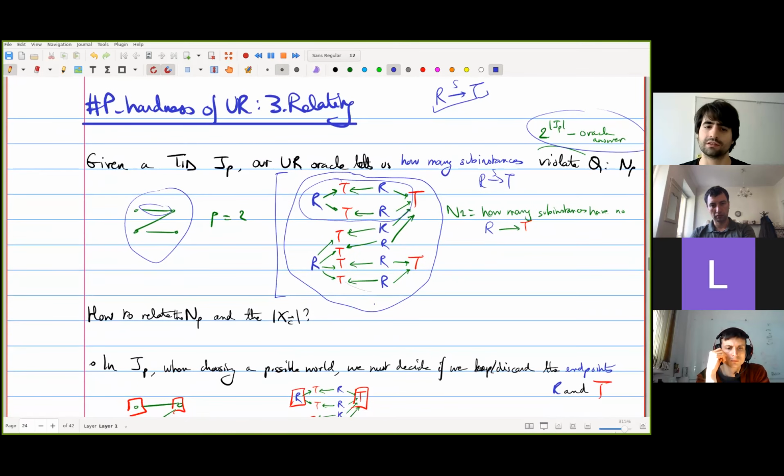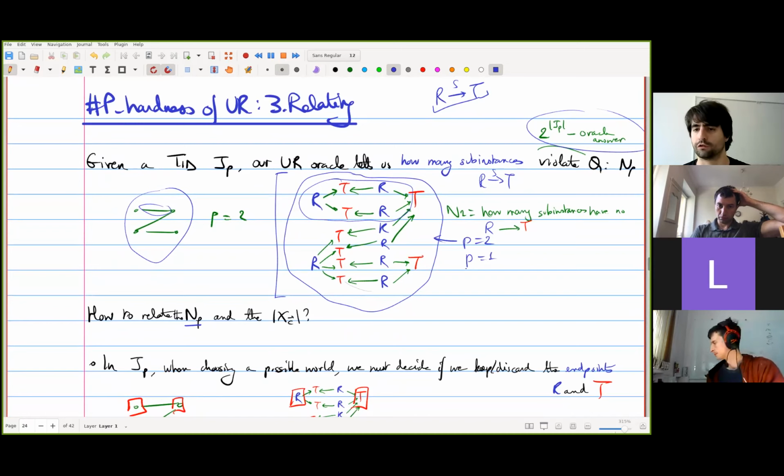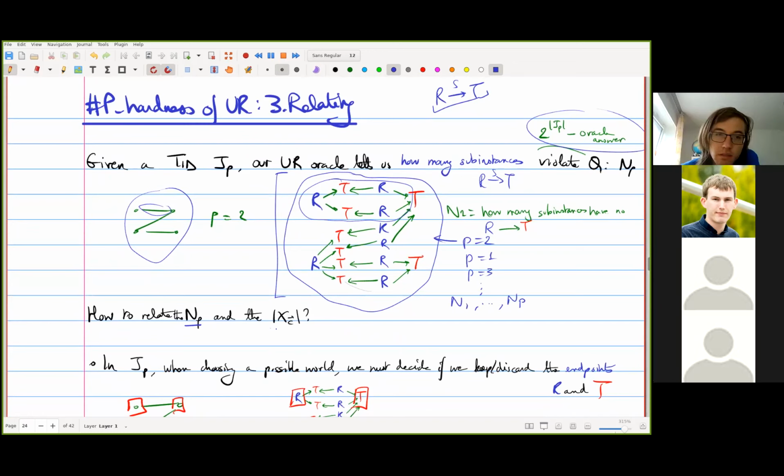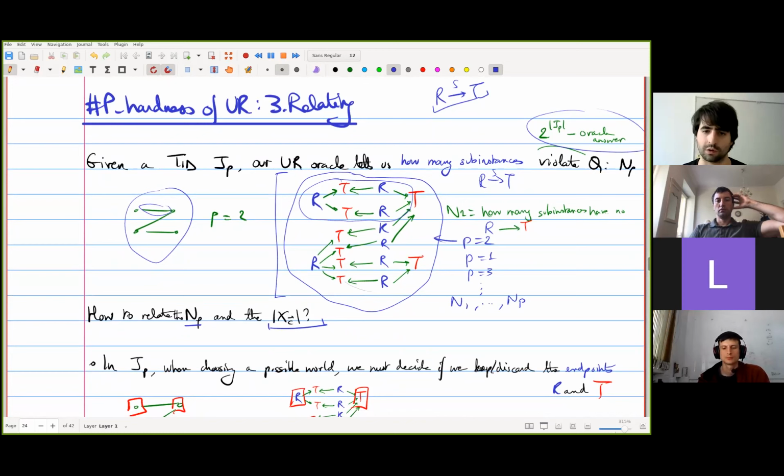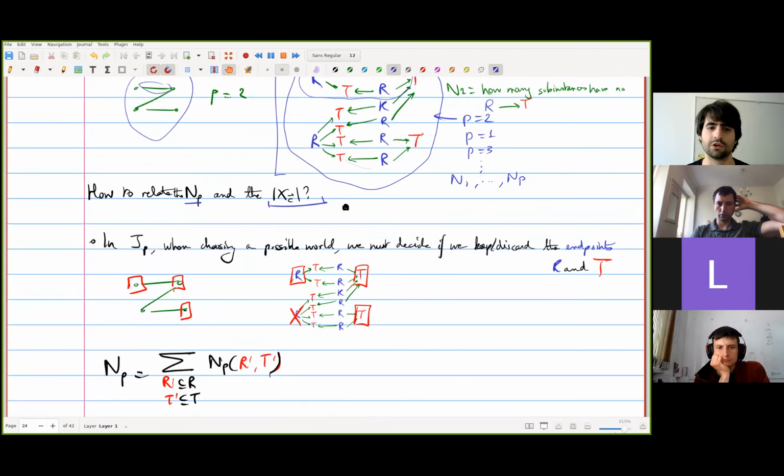So I want to relate the answers of the oracle. How many subinstances of this thing for p equals 2 do not have any RST? And the oracle is also giving me the answer for one parallel path, for three parallel paths, and so on. I have these values, which are the oracle answers. How can I relate these values to the number of edge subsets of the bipartite graph that I wanted to count? And here is the connection.